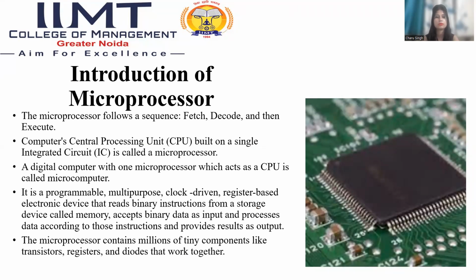A digital computer with one microprocessor which acts as a CPU is called a microcomputer. It is a programmable, multi-purpose, clock-driven, register-based electronic device that reads binary instructions from a storage device called memory, accepts binary data as input, processes data according to those instructions, and provides results as output. Basically, a microprocessor contains millions of tiny components like transistors, registers, and diodes that work together to complete a sequence or decode our instructions.